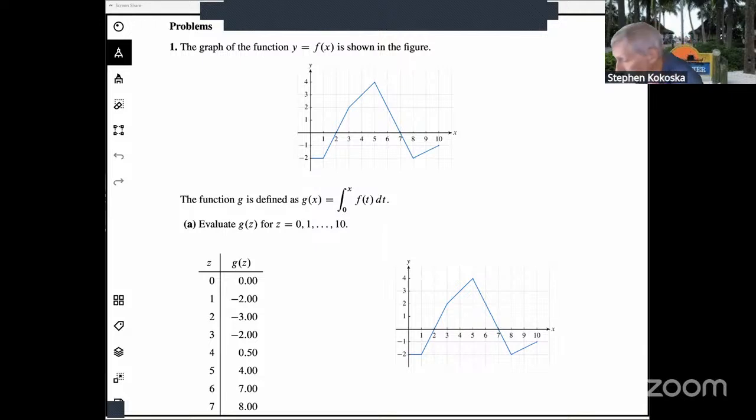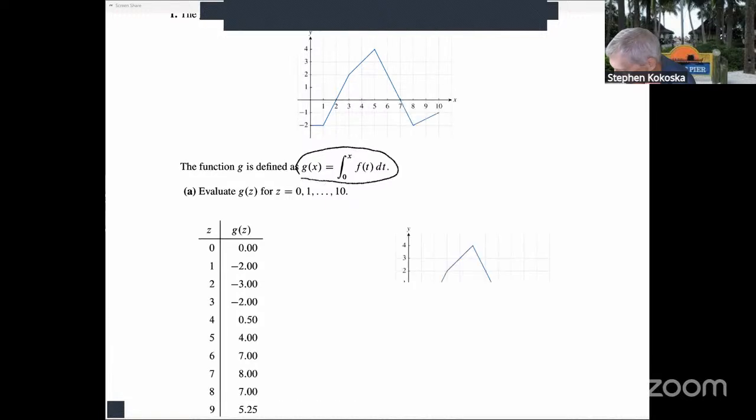All right, that's the function f, and we've defined this function g as a definite integral. Our AP calculus teachers out there know a little bit about where we're heading with this. They know what the fundamental theorem of calculus says about g prime, but bear with me as I work through this. So let's evaluate this function g for x equal to 0, 1, 2, 3, all the way up to 10.